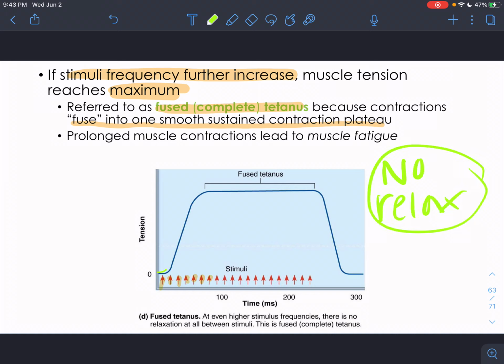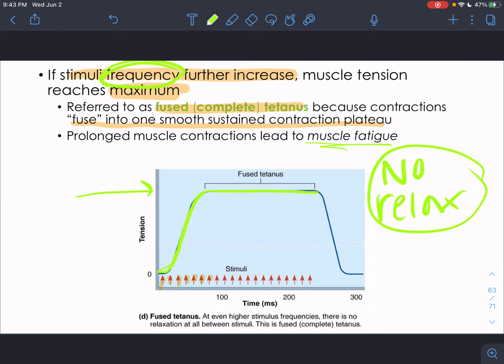So the first contraction happens, there's not any relaxation, right? Because when we have incomplete tetanus, there's a little bit of relaxation. In this, we have no relaxation, so we contract until again we reach max contraction, and then we have this plateau at the top. This ultimately will lead to muscle fatigue.